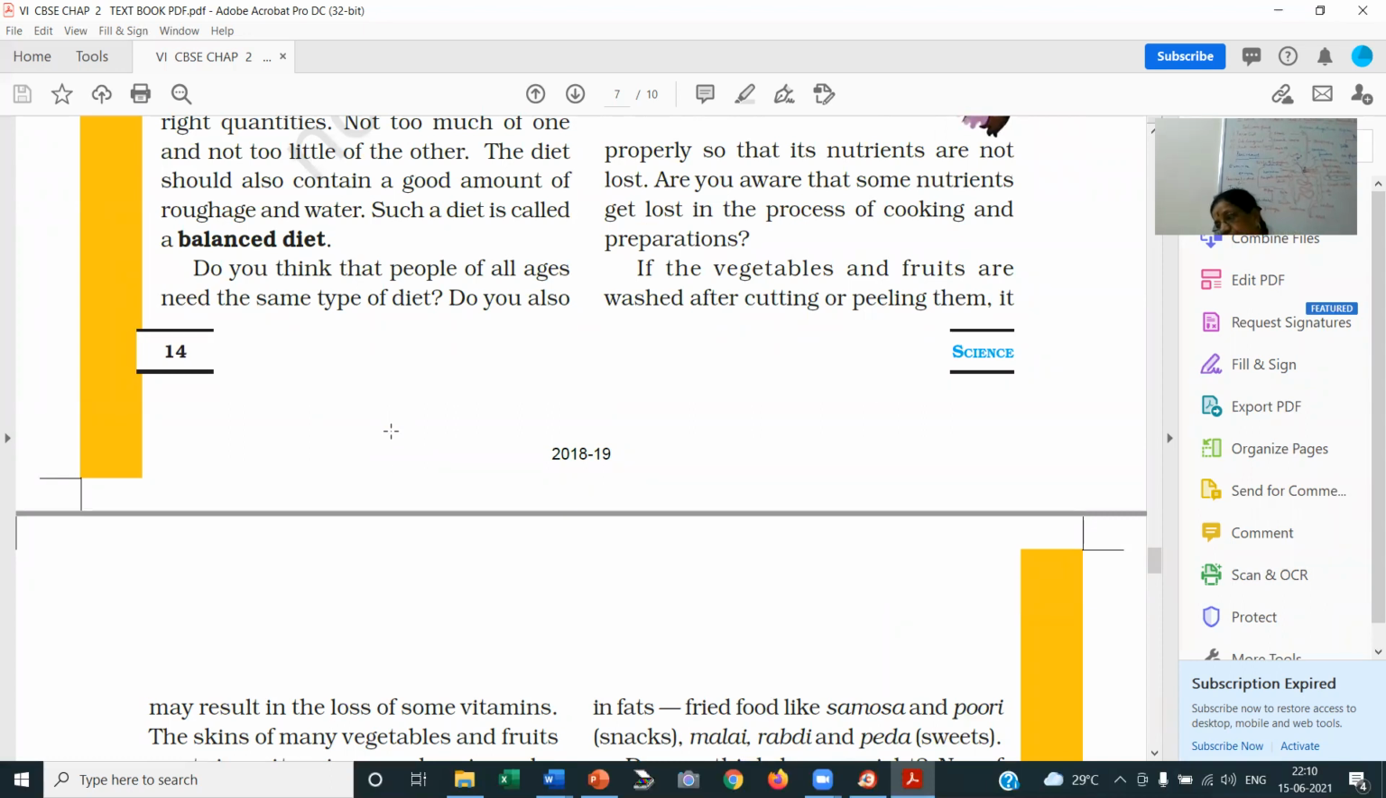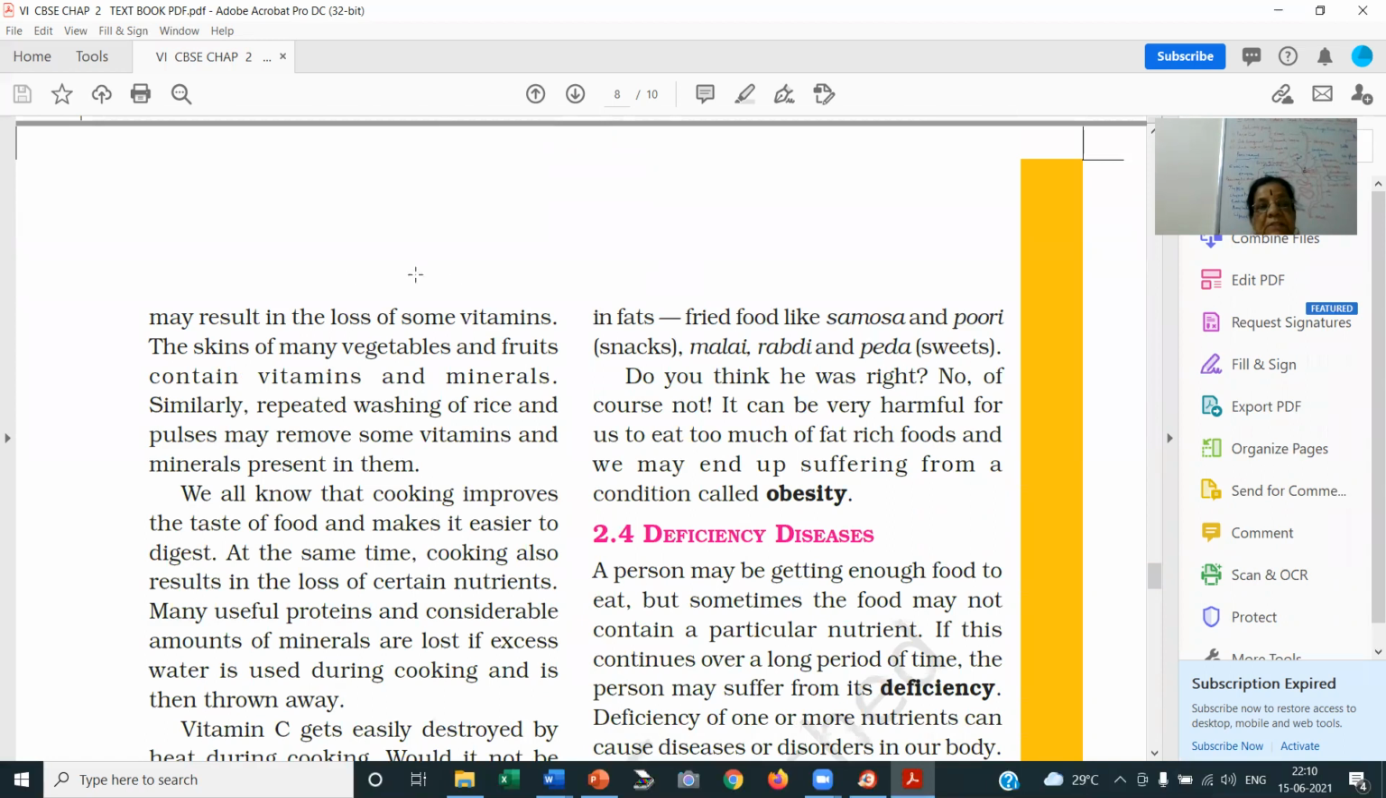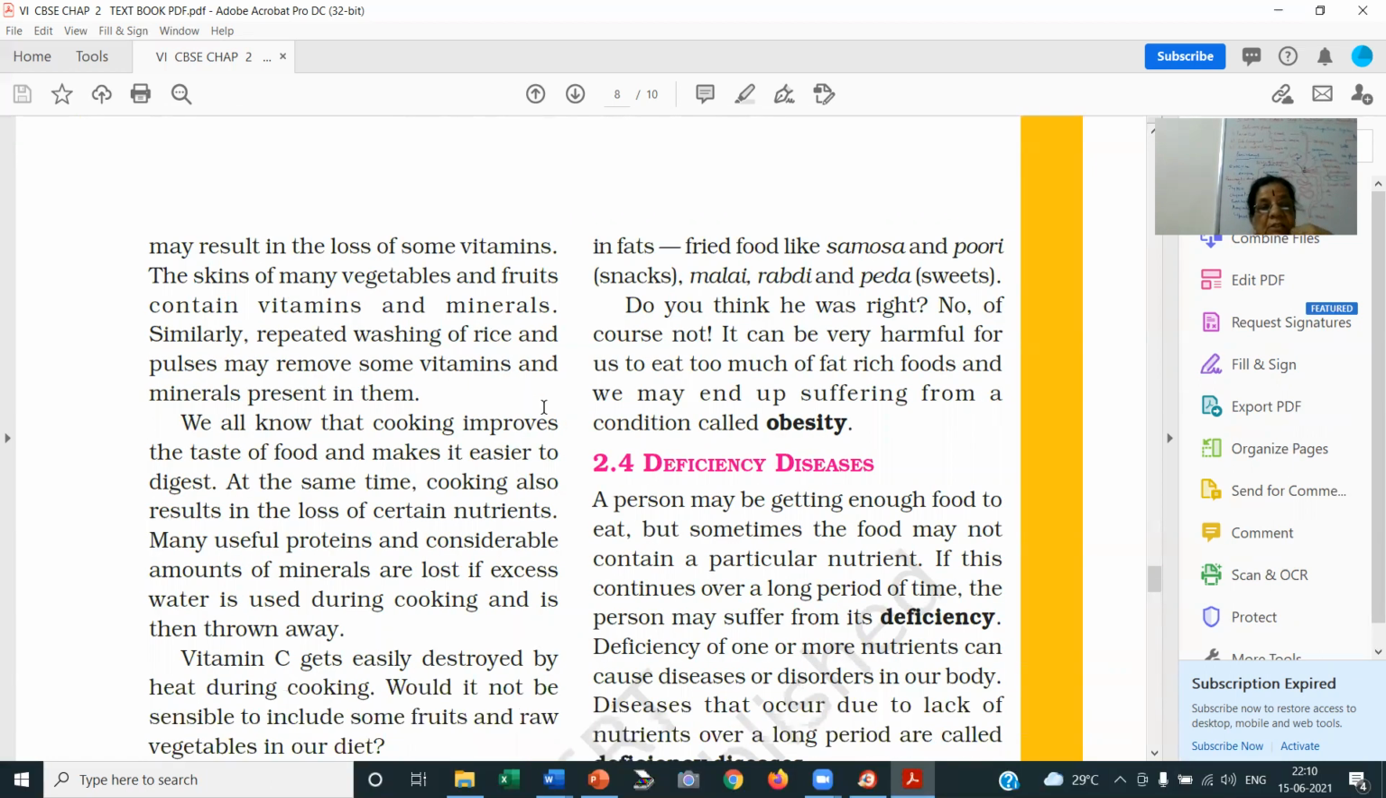So another question, create a question in assignment 12. On page 14, if the vegetables and fruits are washed after cutting and peeling them, it may result in the loss of some vitamins. The skins of many vegetables and fruits contain vitamins and minerals. Mark this line in the textbook, right? Similarly, repeated washing of rice and pulses may remove some vitamins and minerals present in them. I hope you understand.